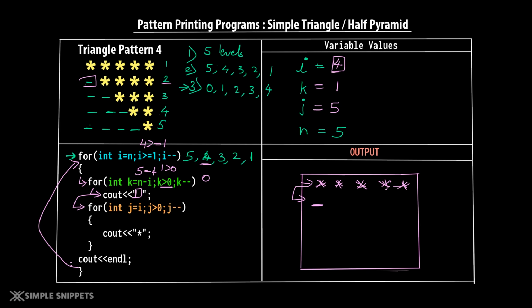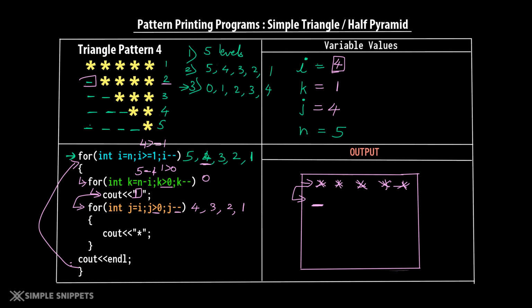And now we have progressed to the third for loop. Here we will say j equals i. i has become 4, so j will also become 4. And now j will run from 4 to 3 to 2 to 1, because j has to be greater than 0 and j minus minus. So initially j is 4.